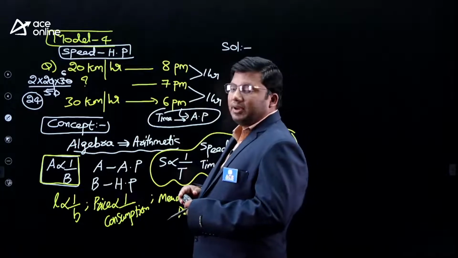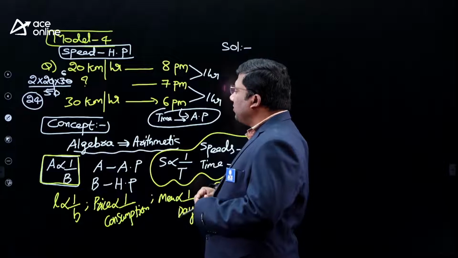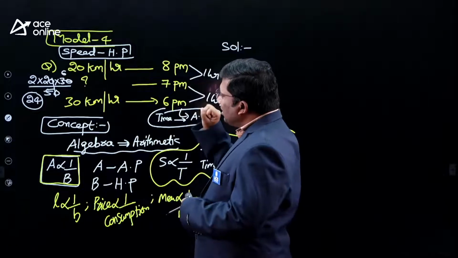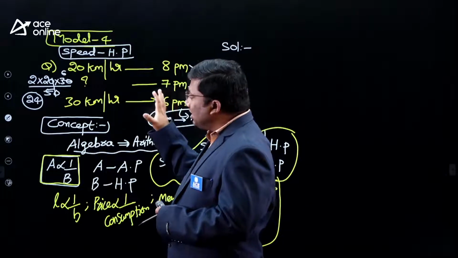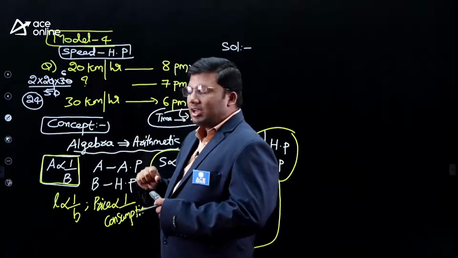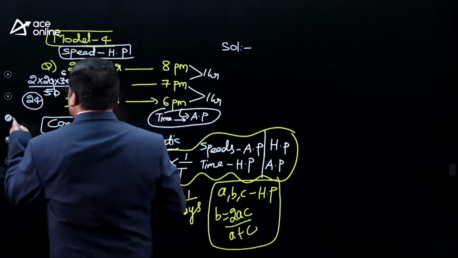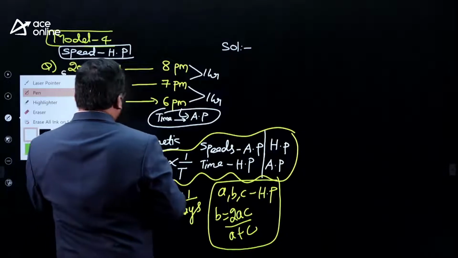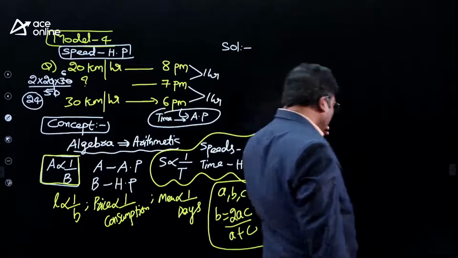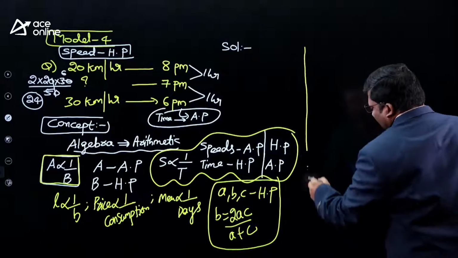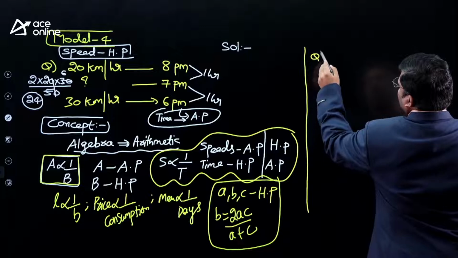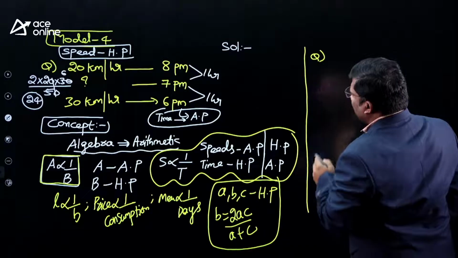6 p.m., 7 p.m., 1 hour. 7 p.m., 8 p.m., 1 hour. Gap is the same. If time period is in AP, speed will be in HP. I hope the idea is clear. Next one. One more question we will solve so that you will get the answer very, very fast. In fact, 2 questions we will solve.